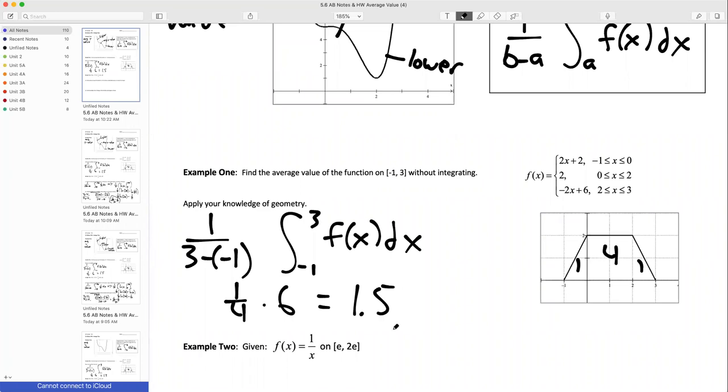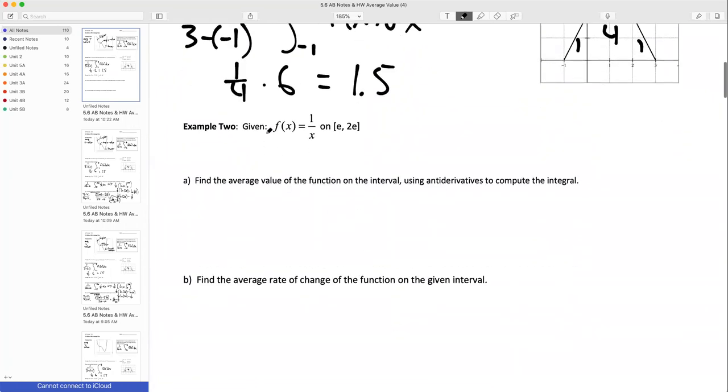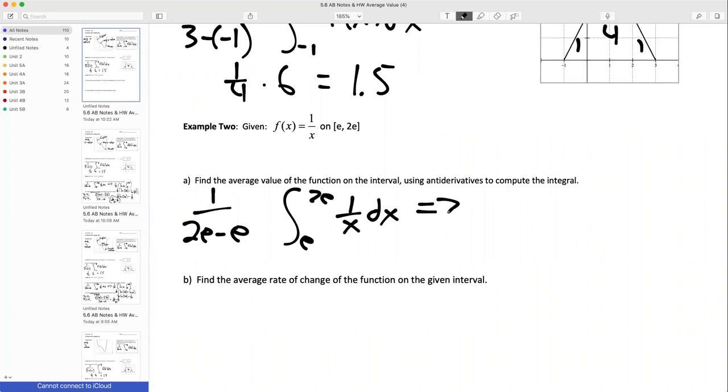Okay, so now let's do one with a function where we have to integrate. It says, given f of x is equal to 1 over x on the interval from e to 2e, find the average value of the function on the interval using antiderivatives. So I've got 1 over b minus a, which gives me 1 over 2e minus e, and then I have the integral from e to 2e of 1 over x dx. Okay, so this is 2e minus 1e, which gives me 1e, so I've got 1 over e.